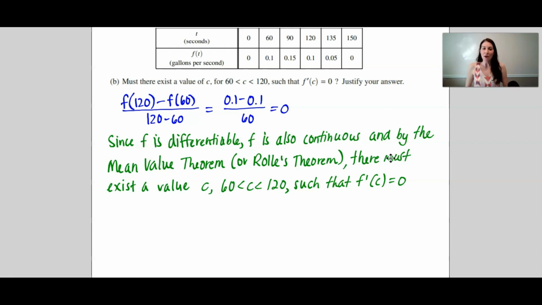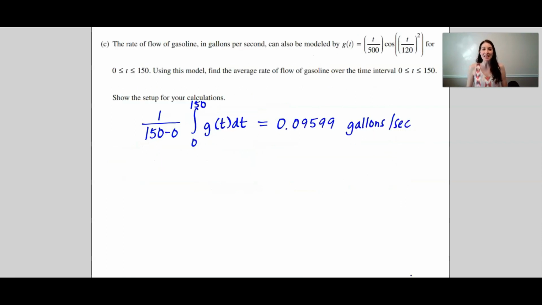So there must exist a value C, because of the mean value theorem, or Rolle's theorem in this case, where C is between 60 and 120 such that the instantaneous rate of change equals the average rate of change, which is, in this case, 0. So, a great mean value theorem problem right there. Let's move on to part C.